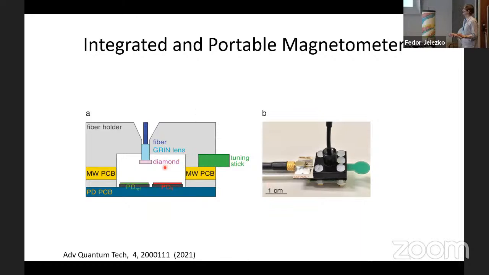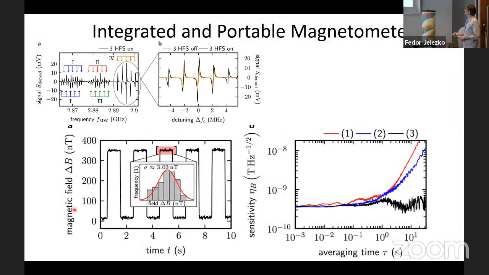And in order to compensate for the laser power fluctuations, a second detector was incorporated here. This detector was tracking the fluctuation of laser power, allowing us to compensate for it. And so right now you can have a better performance because at least part of the laser noise can be compensated. In this case, the sensitivity was already much better than a nanotesla.